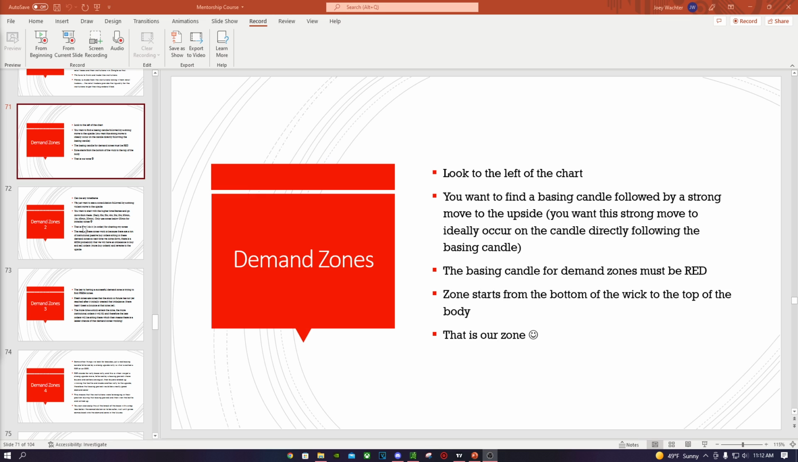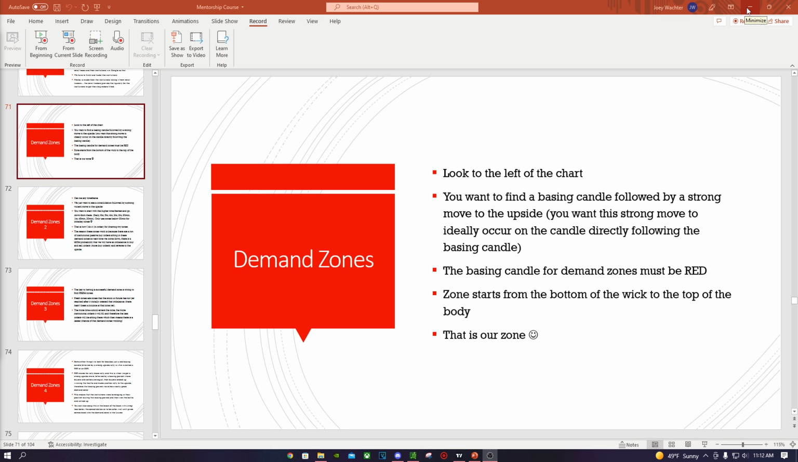So let's get started. To draw demand zones, we're going to look to the left of the chart. You want to find a basing candle followed by a strong move to the upside. Ideally, you want this strong move to occur on the candle directly following that basing candle. And the basing candle for demand zones must be a red basing candle, not a green. The zone starts from the bottom of the wick and goes to the top of the body. And that is the zone.